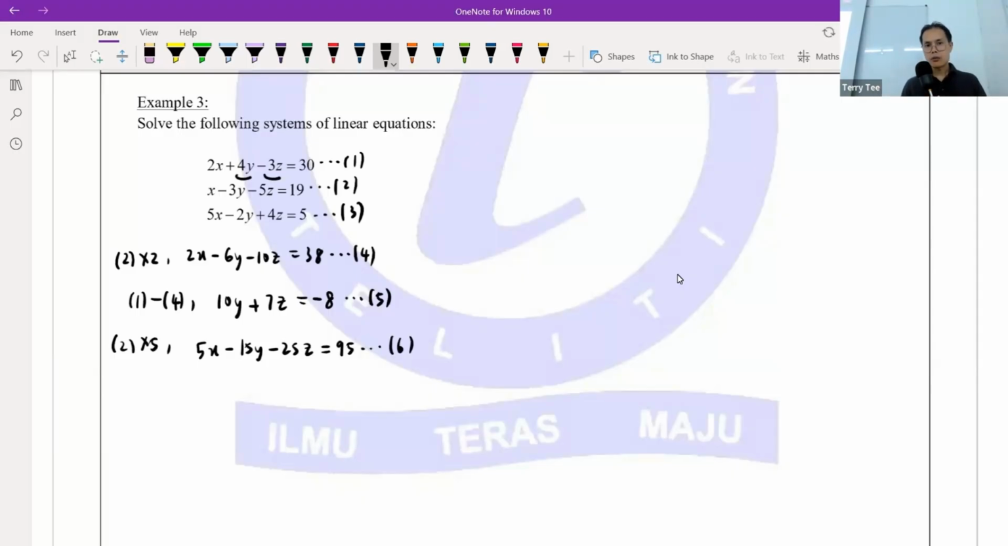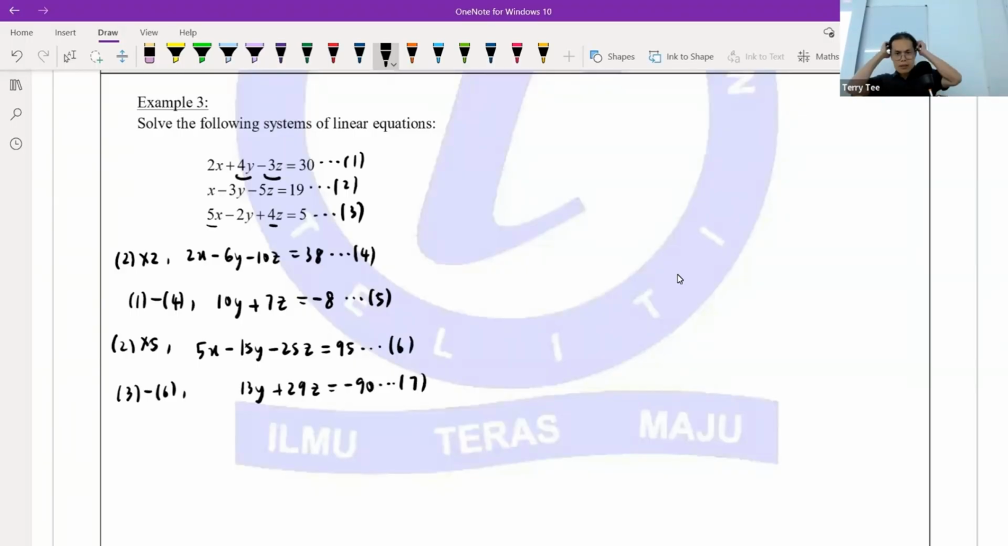So we'll take equation number 3 minus equation 6. Your 5x minus 5x disappear. Minus 2y minus 15y. So it's 13y, minus a plus. 4z minus 25. 4z plus 25, 29. Then 5 minus 95, negative 90. Oh man, this is very long.